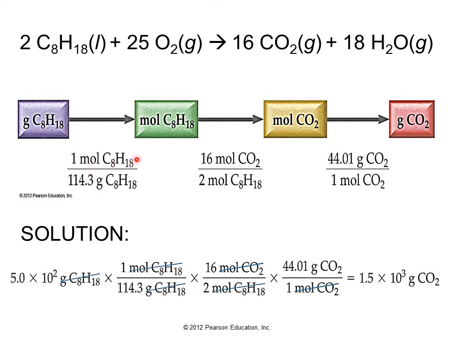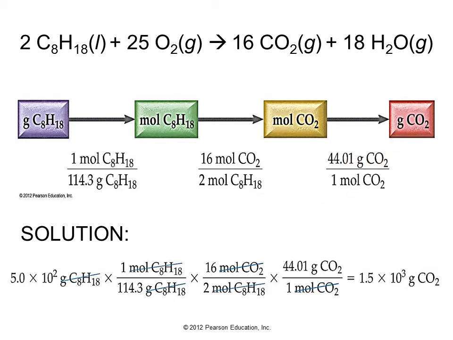We did this by looking at the periodic chart and adding up 8 times the weight of carbon plus 18 times the weight of hydrogen. We got 114.3 grams as the molar mass. Then using the stoichiometry, 2 moles of octane to 16 moles of carbon dioxide. And finally, once we have the moles of carbon dioxide, using again the molar mass, 1 mole to 44 grams, to convert.